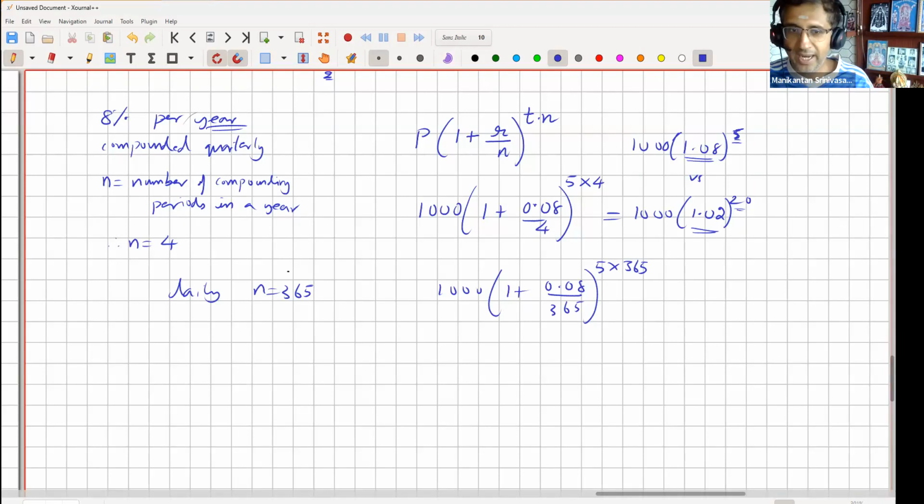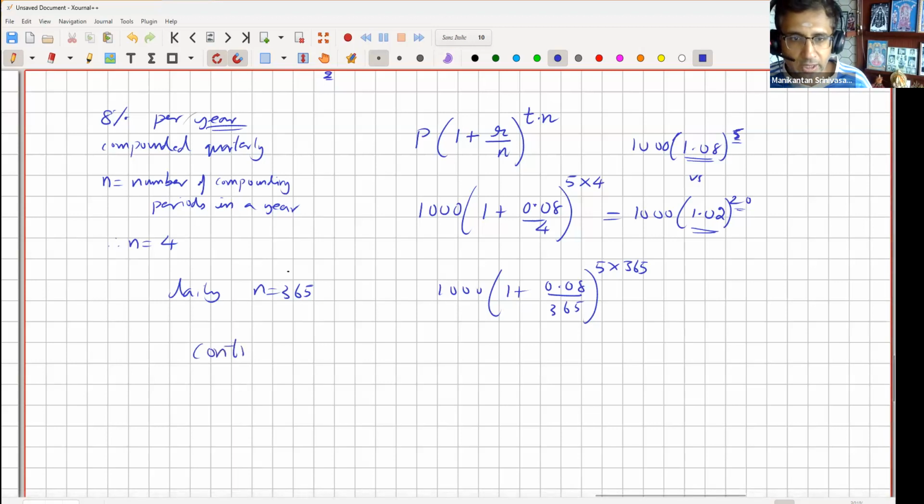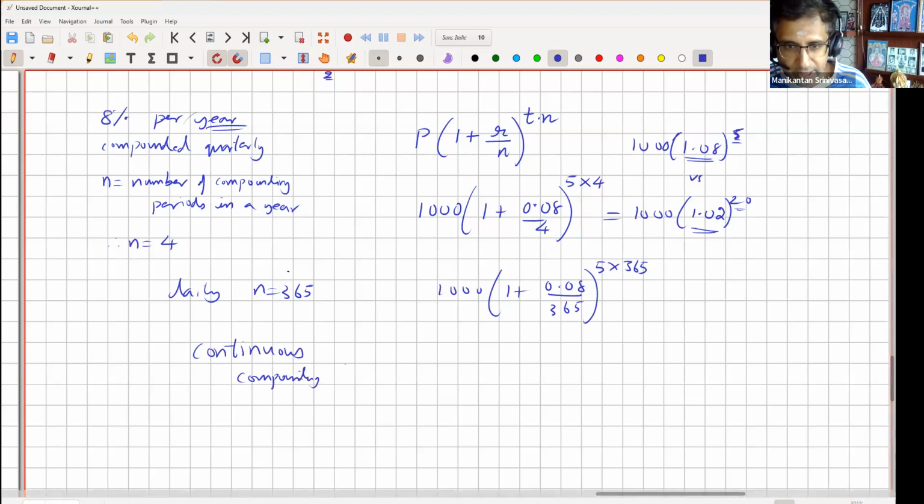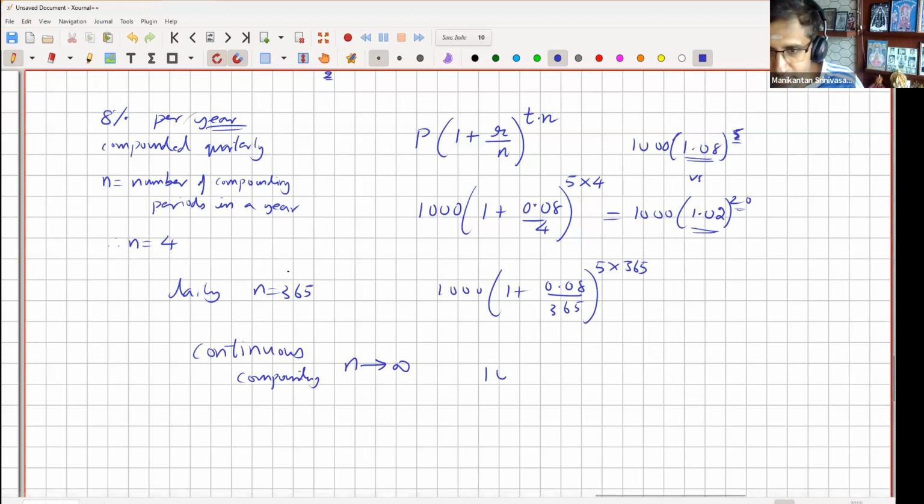And then you can take it even further. Let's say your interest is getting compounded every nanosecond. That's literally called continuous compounding. It's getting compounded every nanosecond, which means n is approaching infinity, right? In such a case, what is the expression? Suppose it's 1,000 times (1 plus 0.08/n) to the power 5n, right?